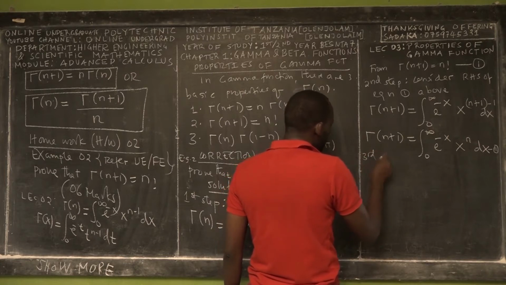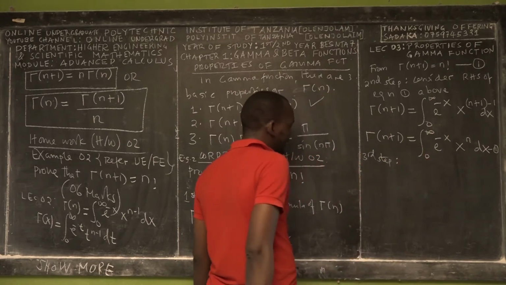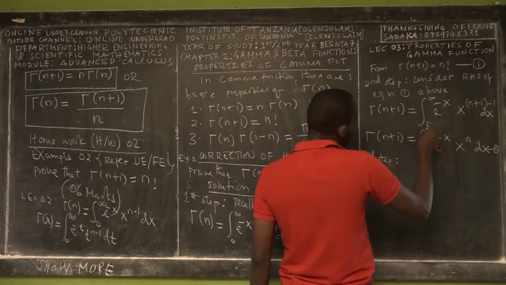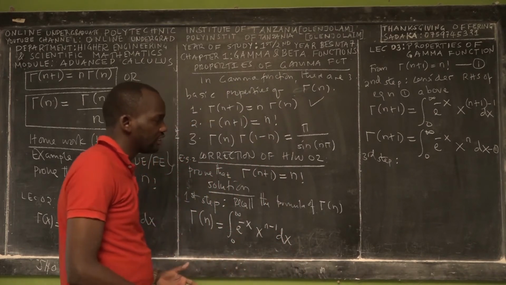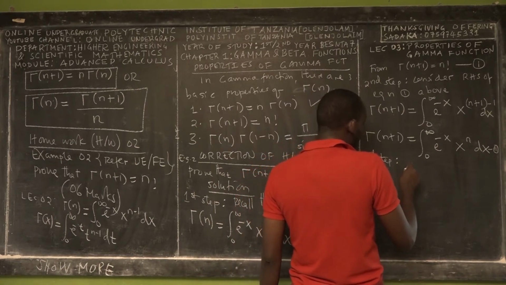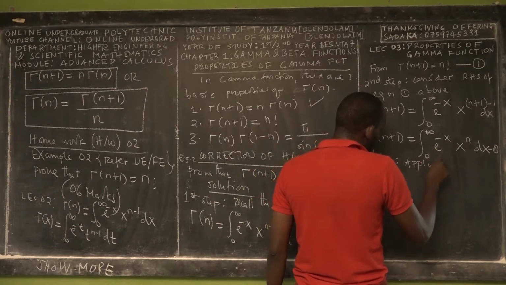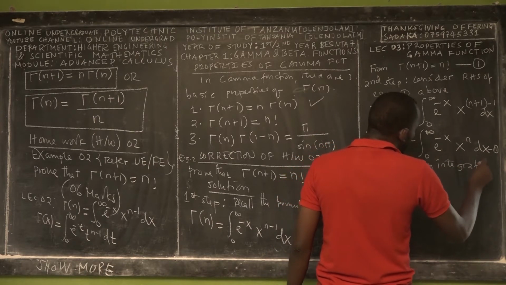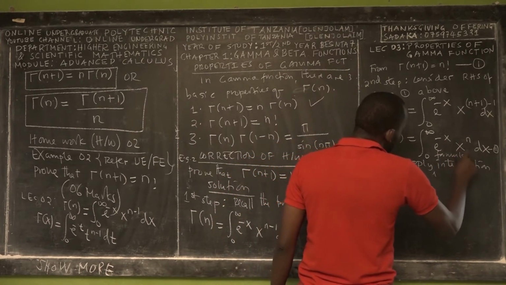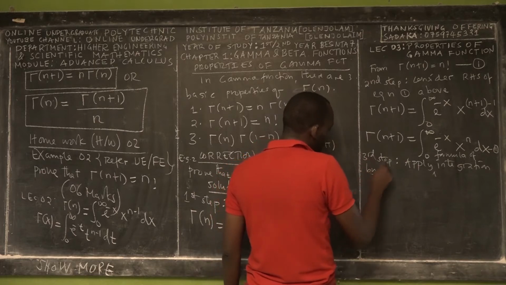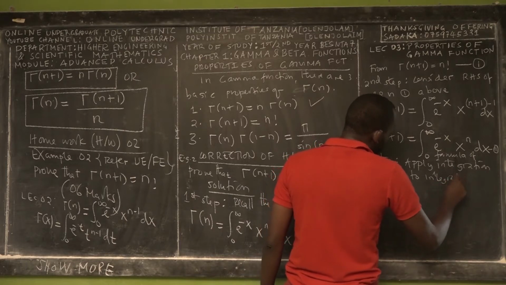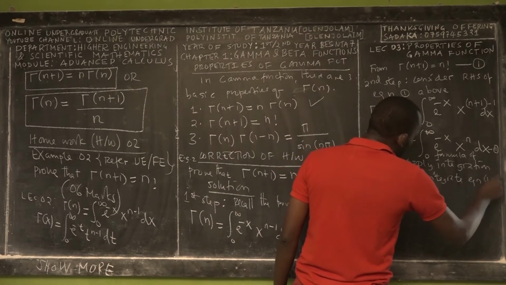So we go for the third step, ladies and gentlemen. We want to integrate that function, which is an improper integral because it is not a finite integral, it is an infinite integral. So the third step, we say that we apply the formula of integration by parts to integrate equation 1, equation 2.